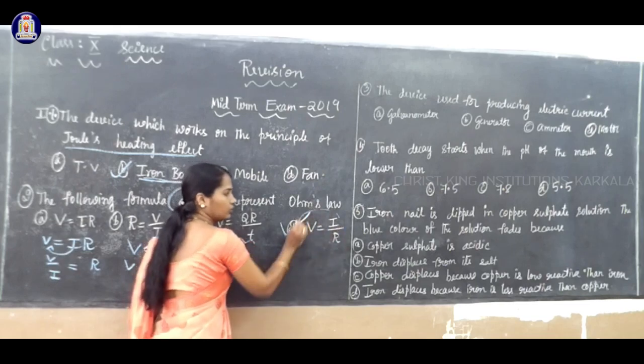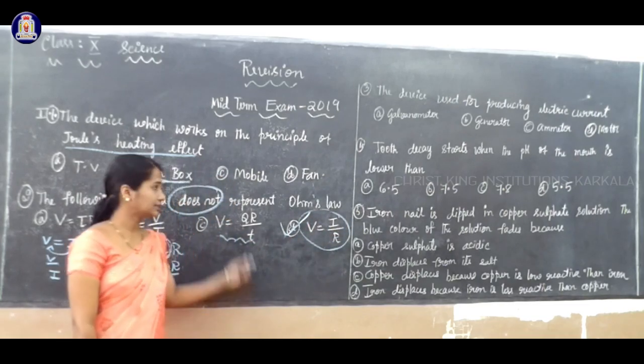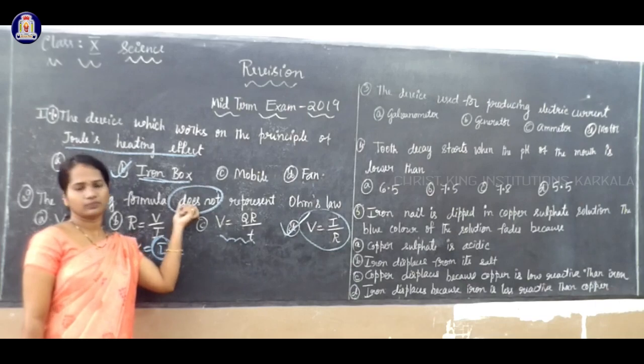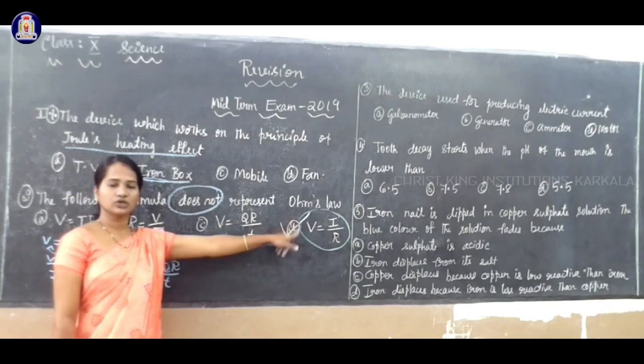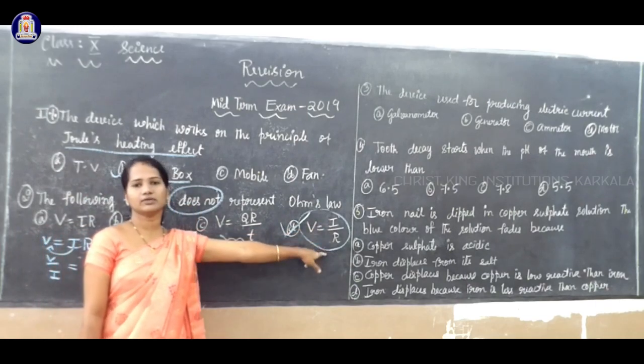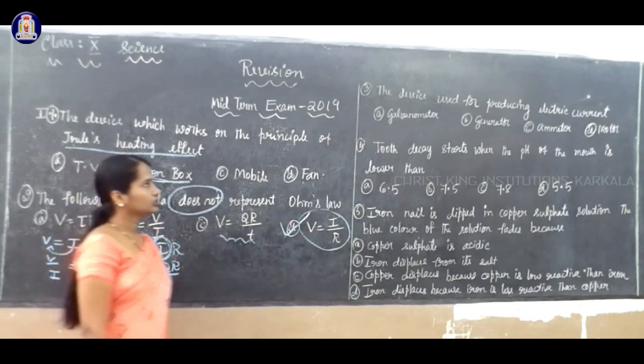This is the formula which does not represent Ohm's law. This is not Ohm's law formula. So the answer is V is equal to I divided by R. Now go to the next question.